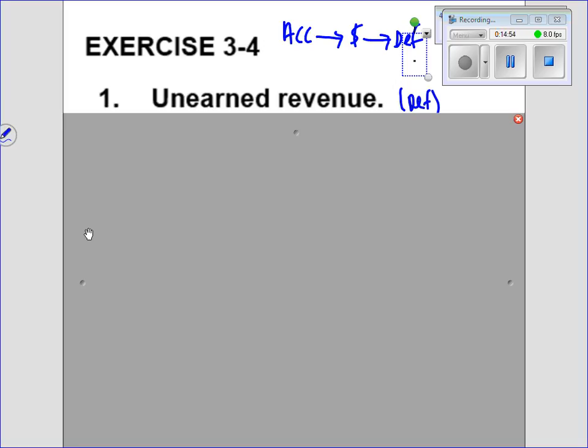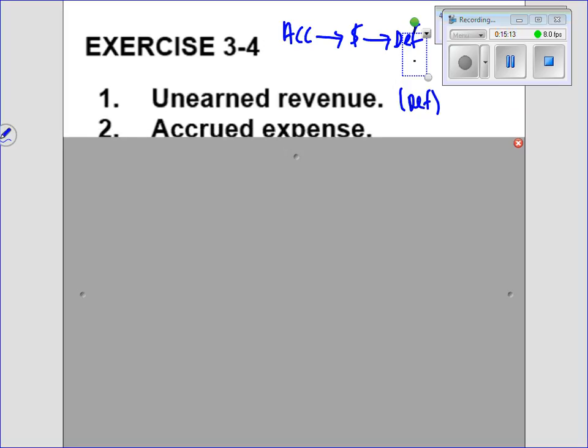So in other words, we've got our money, but we haven't truly earned it. We've got it, but we haven't earned it. Some customers paid us, but we have to do our work. Number 2, Hart incurs the utility expense, which is not yet paid in cash or recorded. Accrued expense. The lights have been on, but we haven't paid our light bill.